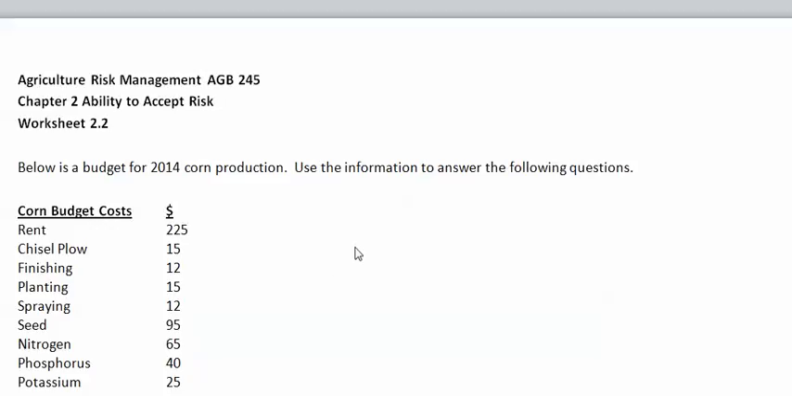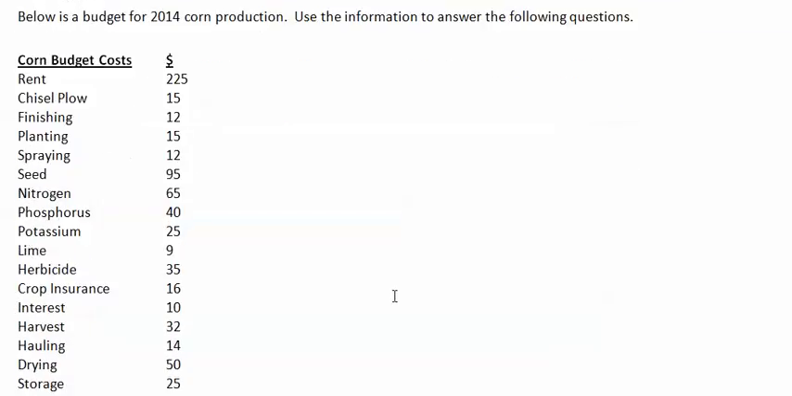Hello, today we're going to take a look at worksheet 2.2. I'm going to give you some pointers on how to complete this worksheet. Hopefully this is helpful to you.